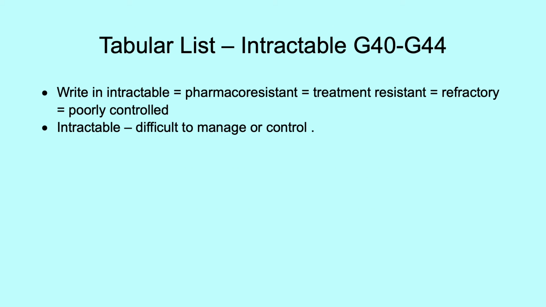Okay, turn to G40, G44. Intractable: write in intractable equals pharmacoresistant, treatment resistant, refractory, poorly controlled. A lot of the codes will use the term intractable, but the documentation may use poorly controlled or treatment resistant. So write that in, and if these other terms are used, use the codes for intractable.